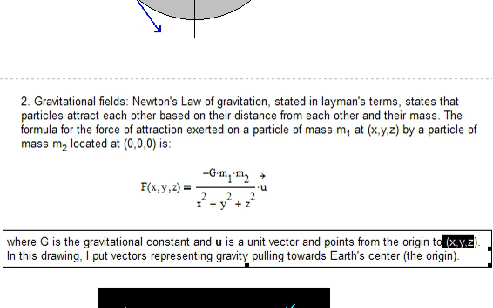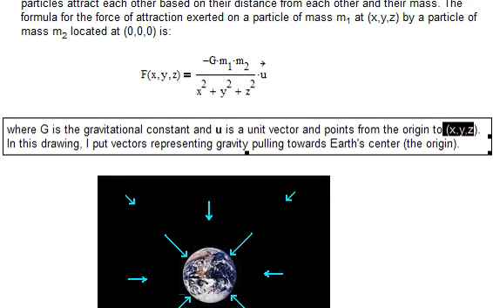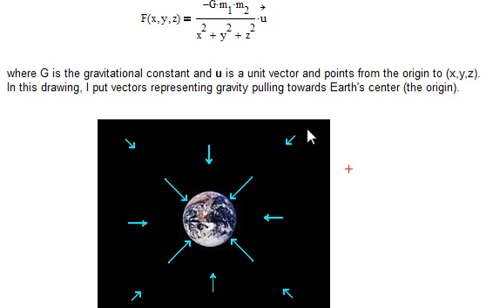In this drawing, I put the vectors in here representing gravity pulling towards the Earth's center at the origin. This is kind of what it would look like. If this is the Earth, then the further out you go, gravity is smaller. But the closer to the center of the Earth, gravity is larger. So the vectors closer to the Earth are longer than the vectors that are further away.